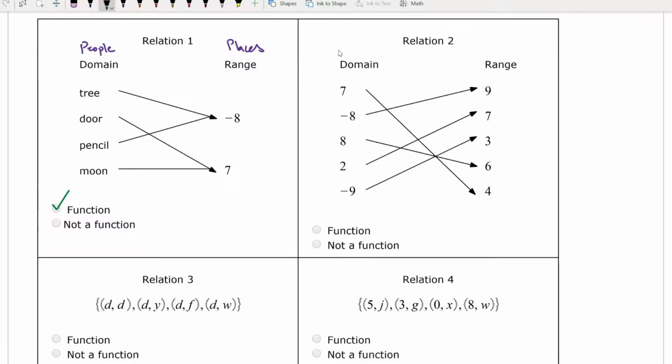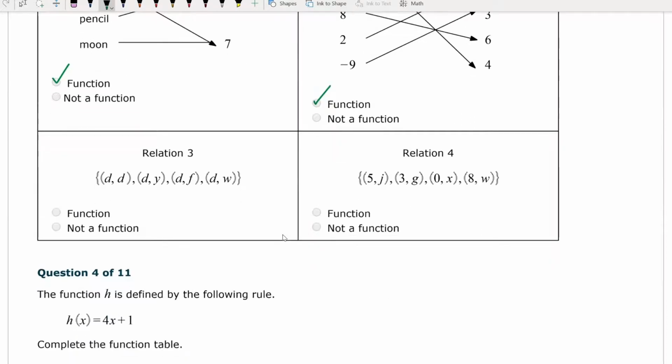Number 2, people and places. Okay, so 7 goes to 4, looking good. -8 goes to 9, looking good. 8 goes to 6, yes. 2 goes to 7, and -9 goes to 3. So each number goes to a different place, so that will be good. It is a function.